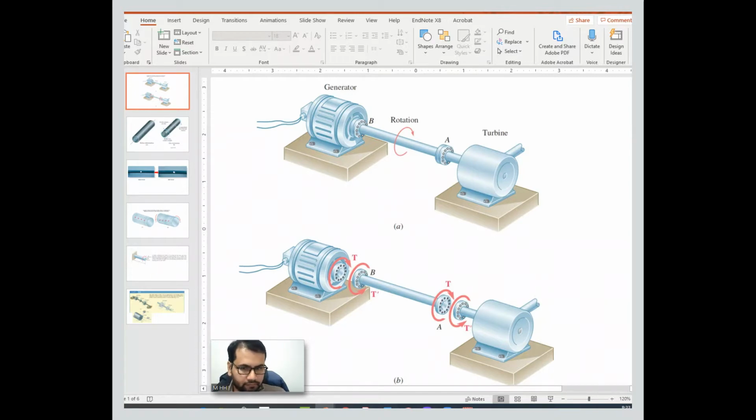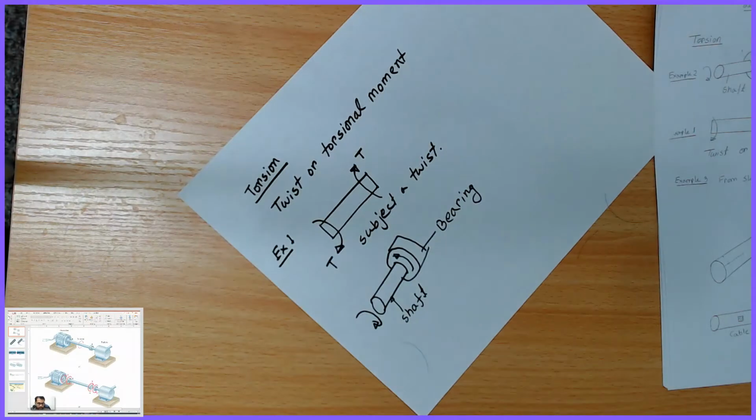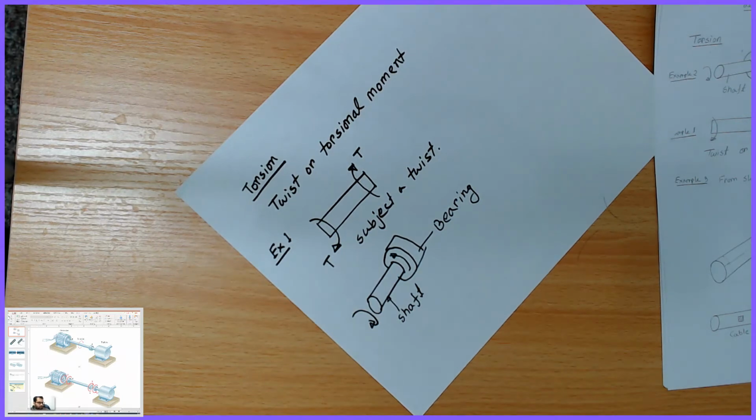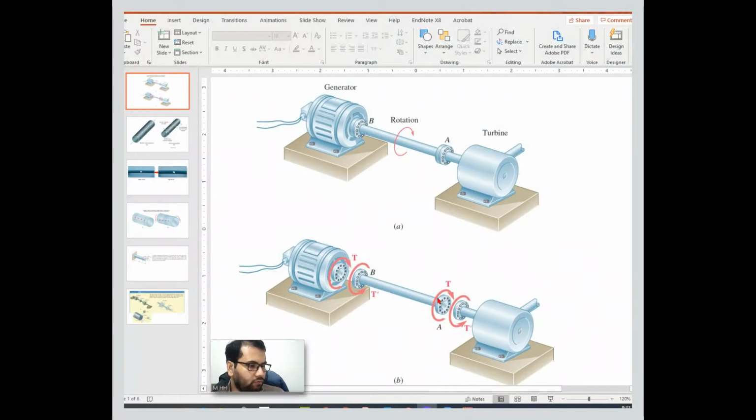Now, these are the three examples I gave, and the torsion is very important for designing your setup. In this particular case, you need to figure out how much torsion will be generated because of this power transmission from turbine to the generator, and we can actually calculate how much stress is developed because of this torque.